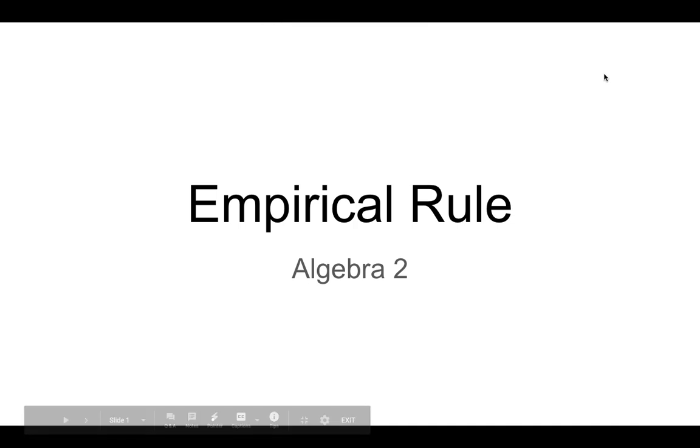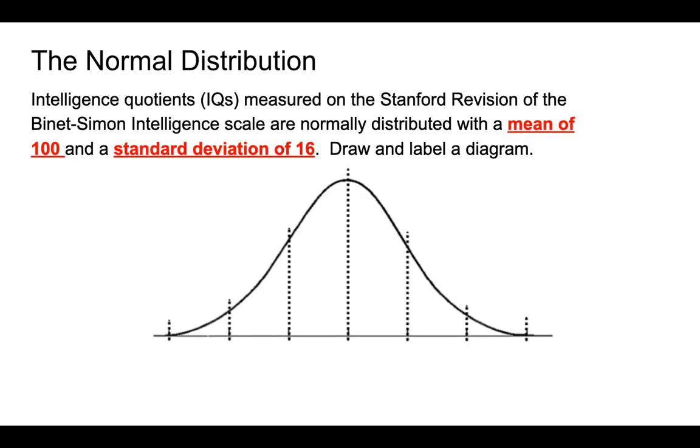This is Mrs. R here, and today we're going to talk about the empirical rule. You may have heard of the normal distribution before. Intelligence quotients, or IQs, measured on the Stanford revision of the Binet-Simon intelligence scale, are normally distributed with a mean of 100 and a standard deviation of 16. We're going to draw and label the diagram based on this information.